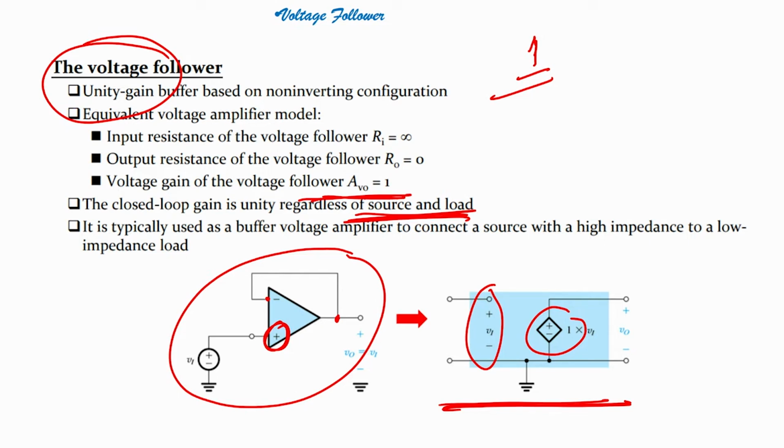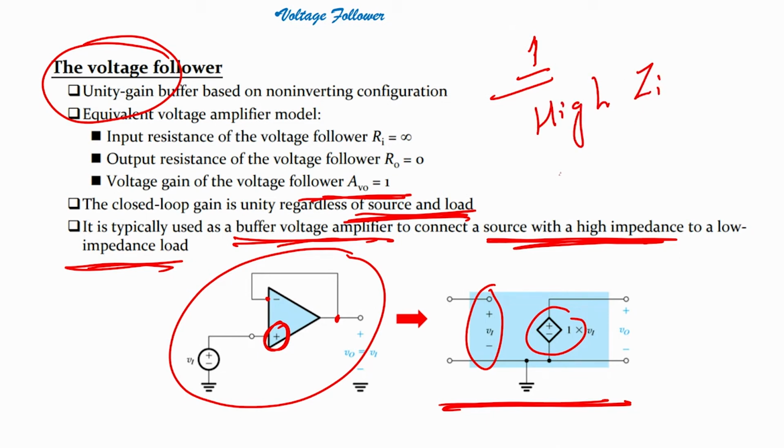It is also used as a buffer voltage amplifier to connect a source with high input impedance to a low input impedance load. Why? Because the unity gain amplifier has a high input impedance, and it has a low output impedance.